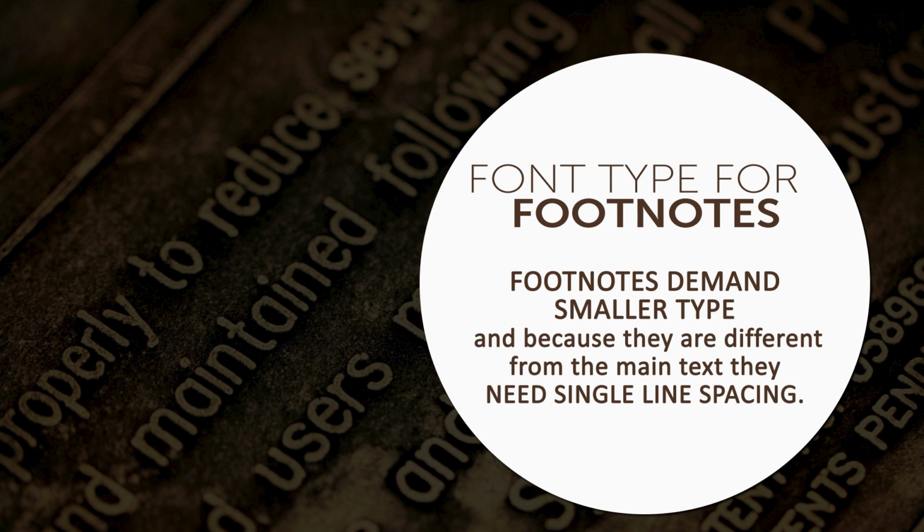They are different from the main text and therefore they demand a smaller type, and the spacing should also be different from the main text. If your main text is using double spacing line, the footnote will use single spacing. If you're using endnotes, they would be added after each chapter and are marked with legends such as Notes to Chapter 1. You have to be absolutely mindful of consistency.